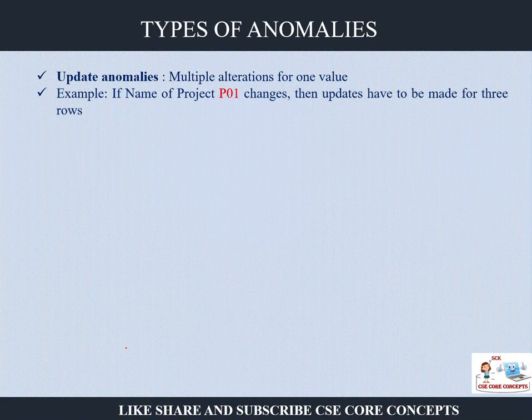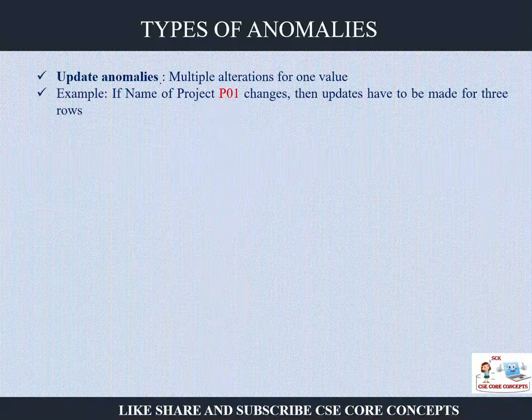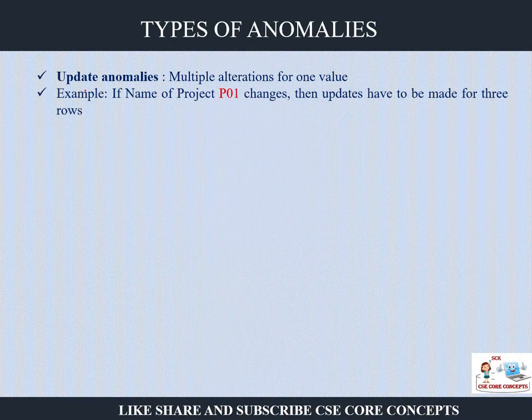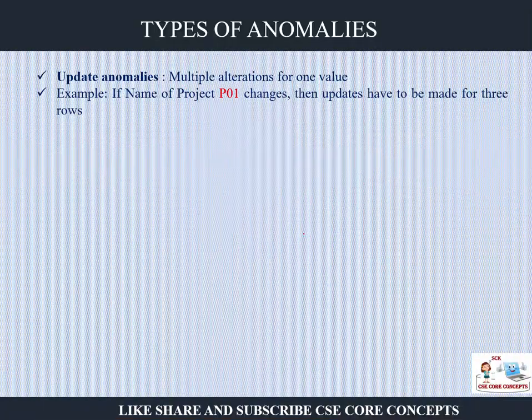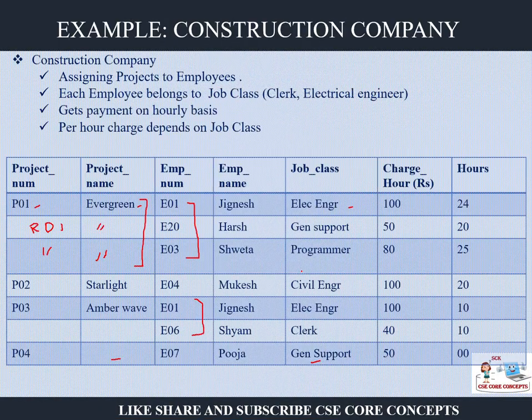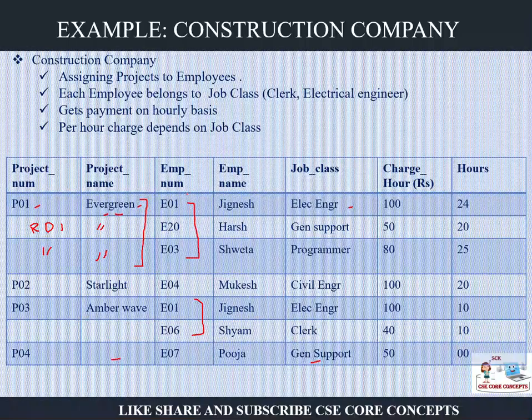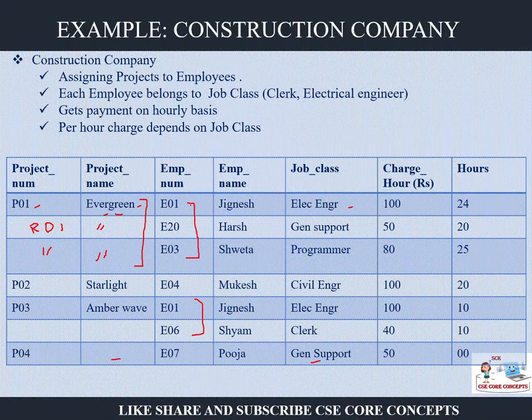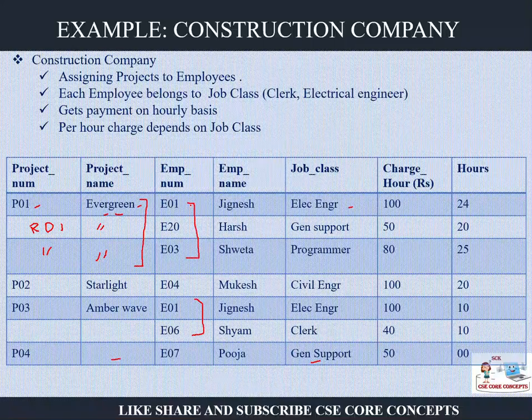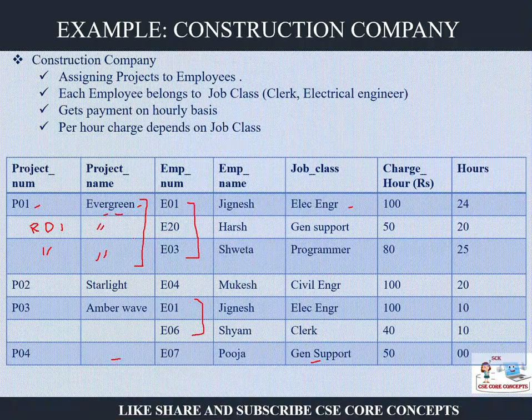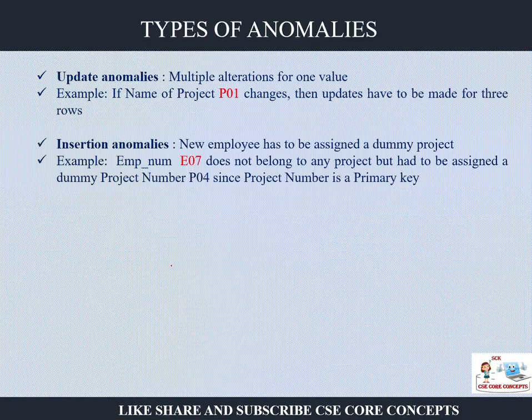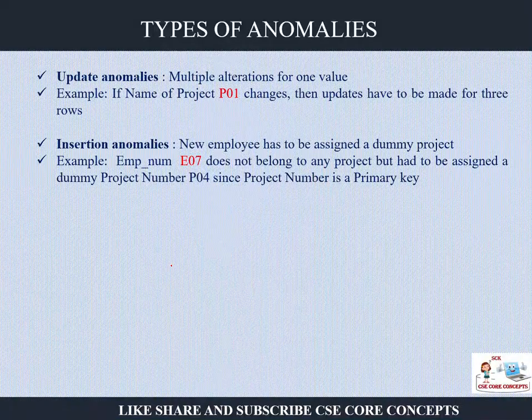So what are the types of anomalies? The first anomaly is the update anomaly. Update means multiple alterations for one value. For example, say we are changing the name of project 1, Evergreen, to some other name. Here we have shown only 3 employees, but there could be 100 employees working under this project. So 100 times this Evergreen name has to be changed. This is an update anomaly.